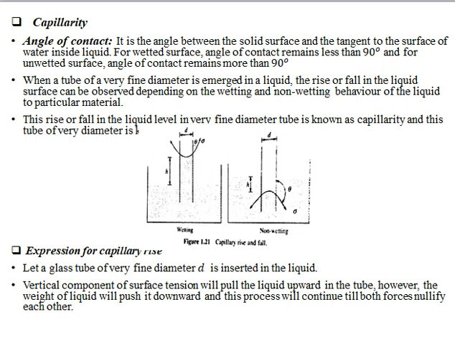When a tube of a very fine diameter is immersed in a liquid, a rise or fall in the liquid surface can be observed depending on the wetting and non-wetting behavior of the liquid to a particular material. The rise or fall in the liquid level in a very fine diameter tube is known as capillarity. The expression for the capillary rise we can get if we take a glass tube of a very fine diameter D when it is inserted into the liquid. The vertical component of the surface tension will pull the liquid upward in the tube. However, the weight of the liquid will push it downward, and this process will continue till both the forces nullify each other.